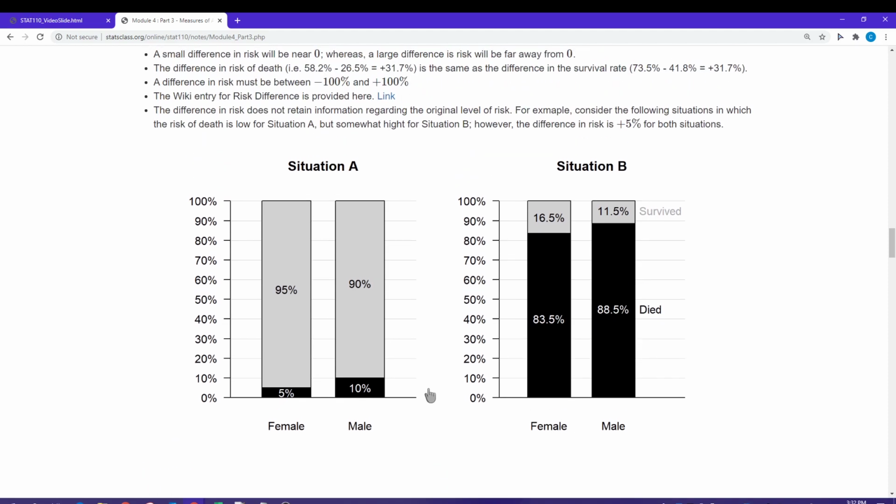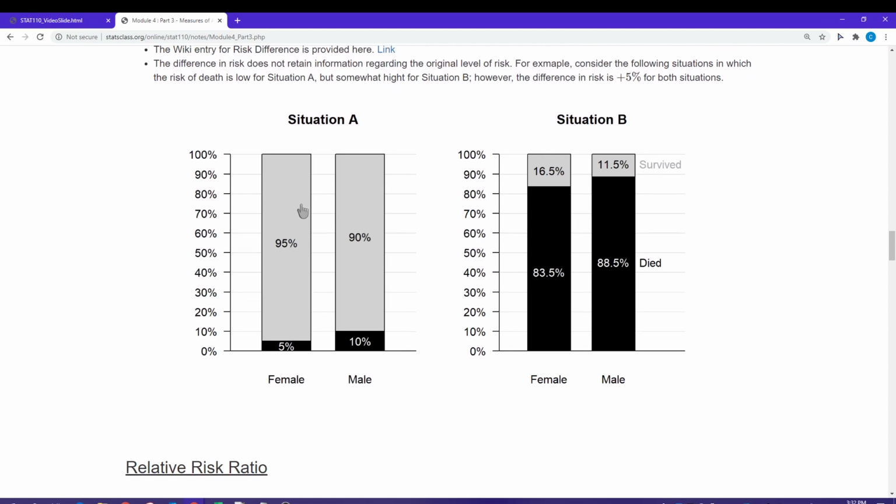And what I mean by this comment is it does not retain information regarding the original level. So you have no idea if most of the people survived or if most of the people died. You just know that there's a 5% difference between the males and the females. So that's one caveat about looking at the difference, is it does not retain information about the original level.